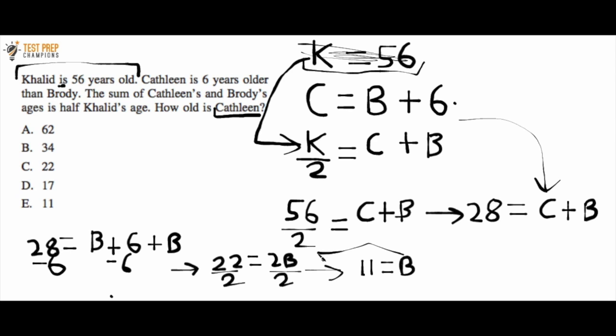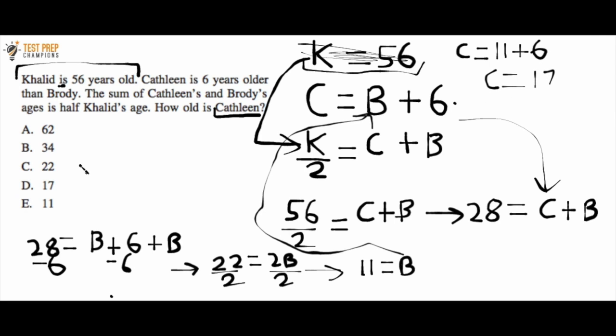So we have to take this 11, come back up here, and plug it into this equation for b. So we would then have c equals 11 plus 6. 11 plus 6 is 17. So that's just a different way to figure out that c equals 17. There's just an extra step if you do it that way. But either way, D is the right answer here.